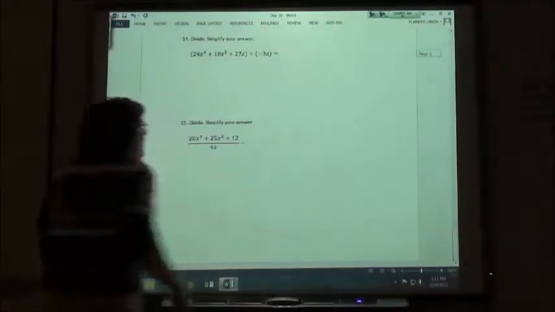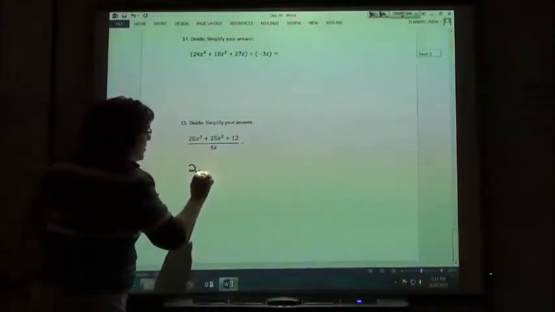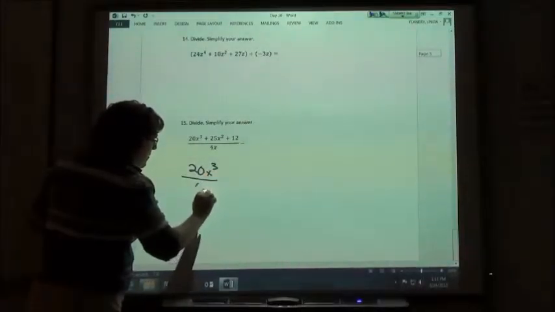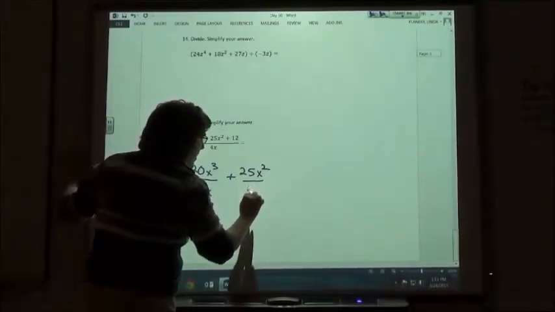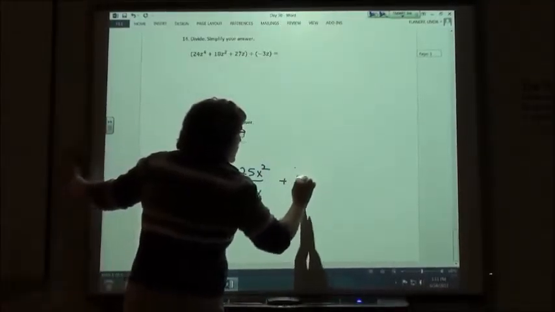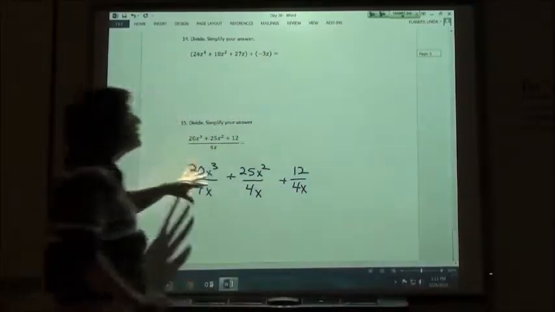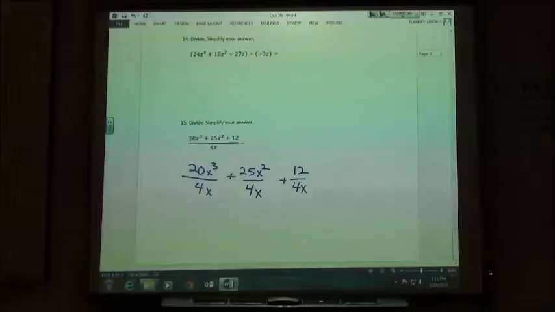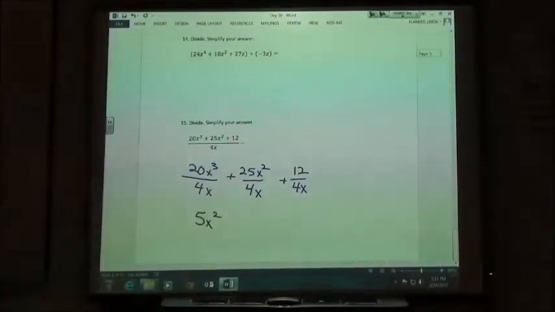So, the last one, I had her put in one crazy looking one so you could see some of the weird things that would happen. I'm going to do my 20x to the 3rd divided by my 4x plus 25x squared divided by 4x plus 12 divided by 4x. So the first fraction, that one's going to come out normal. 20x to the 3rd divided by 4x is 5x to the 2nd. Now on the second one, 25/4, you can't do anything with that, right?